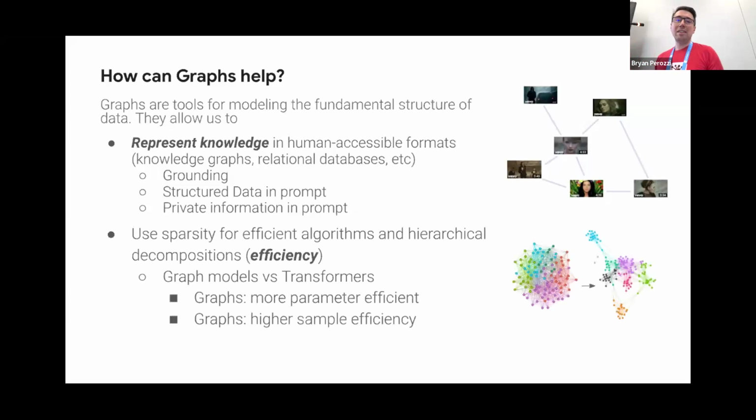The other thing is that graphs allow us to decompose the data. The hierarchy and the structure of the graph itself allows us to maybe do clustering and work with the data at a coarser level than we would otherwise be able to. This is another advantage for graph models. Graph models versus transformers: graph models are more parameter efficient. A graph model can do more with less, and they also have a higher sample efficiency. With a couple examples and a good graph, you can learn something. But if you want a transformer to learn that, you're going to need a lot more data.